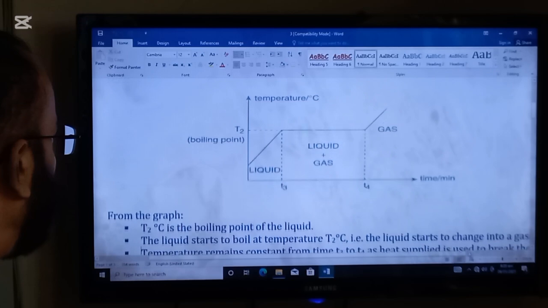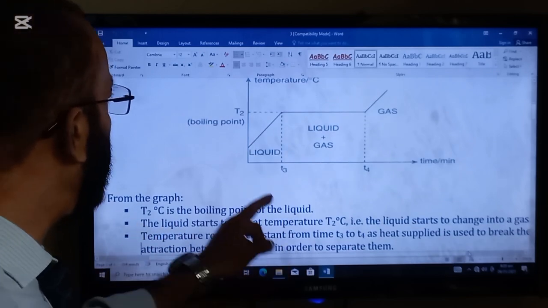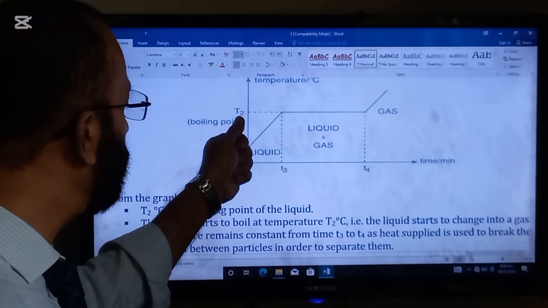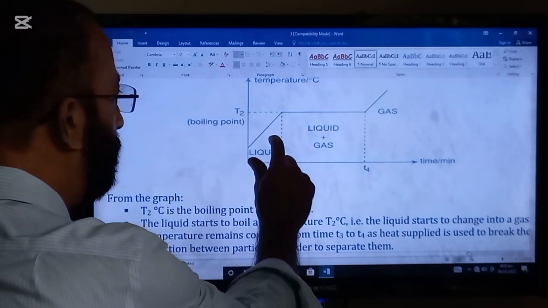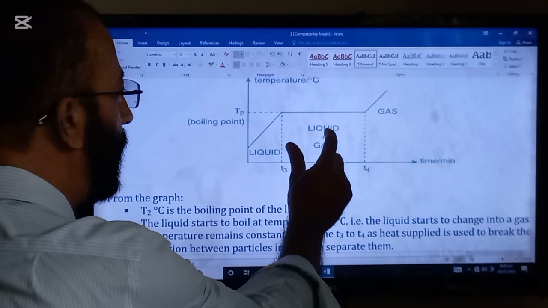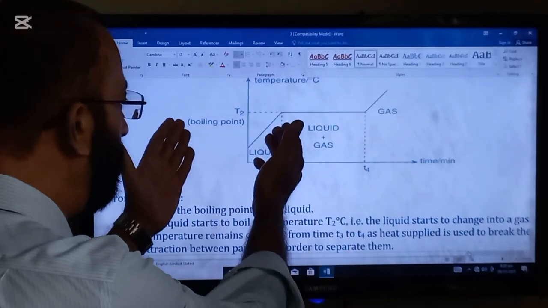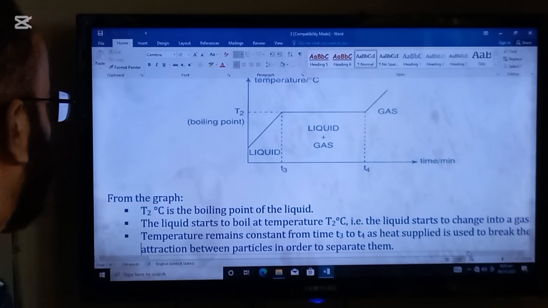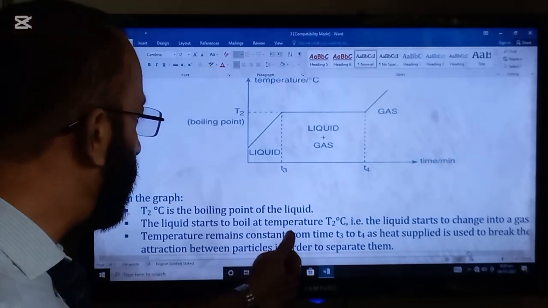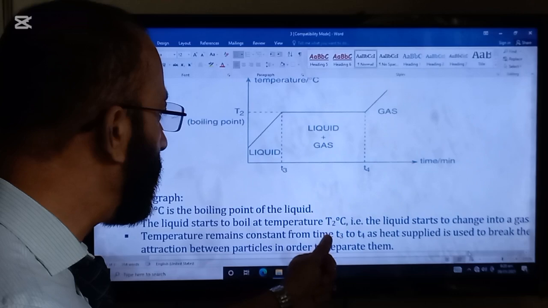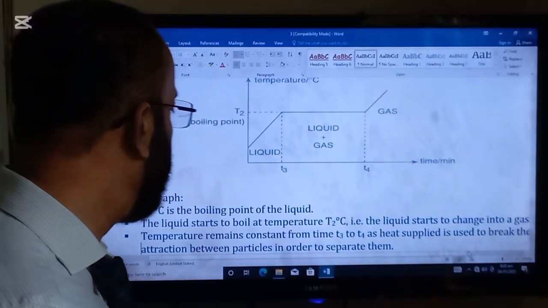From the graph, T2 degrees C is the boiling point of the liquid. So here is the T2 degrees C. At this temperature, the liquid will start converting into a gas because this is the boiling point. The liquid starts to boil at temperature T2 degrees C. That is, the liquid starts to change into a gas.